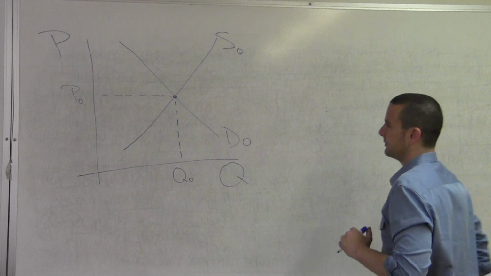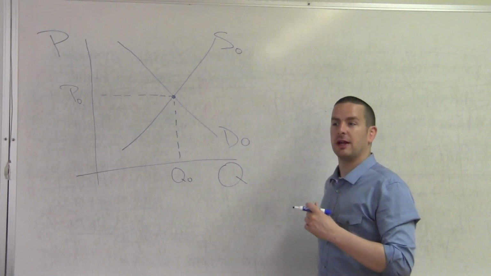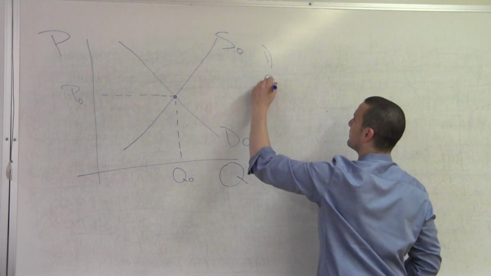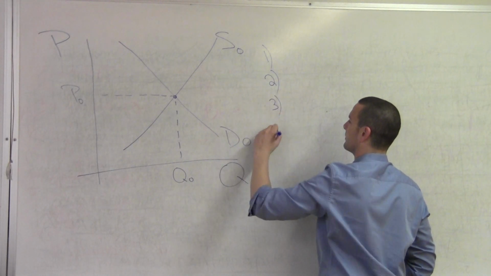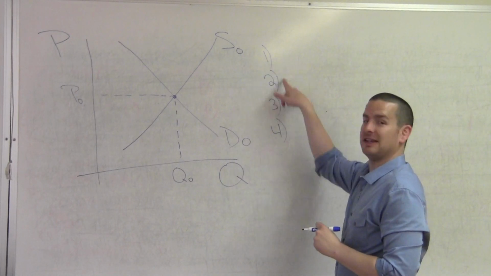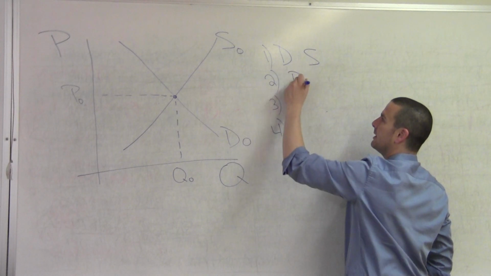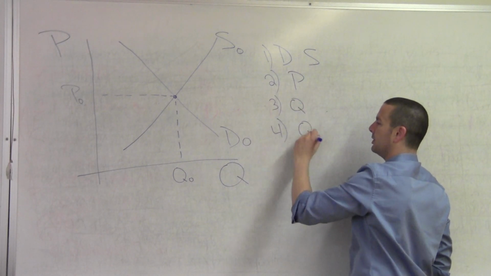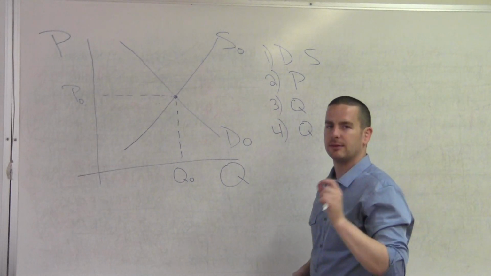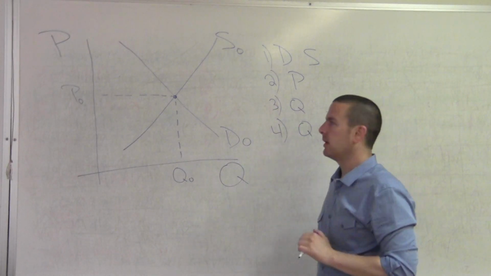Okay, so in order to do a 4-step method, what you do is you set up the numbers 1 through 4. And with each one, you're going to put these symbols. D, S, P, Q, Q. Okay? For now, these are the same letter. They're going to change in a second. Okay? We're going to alter the third one in a moment.